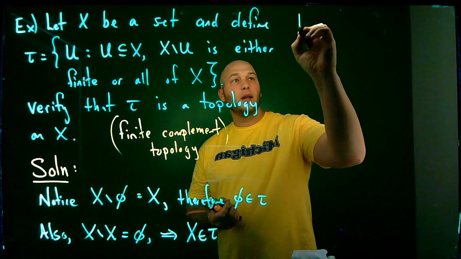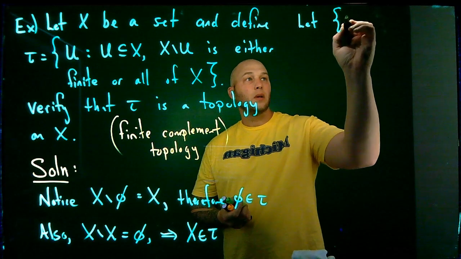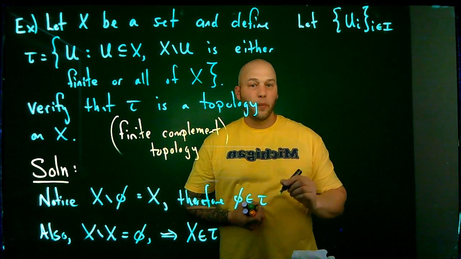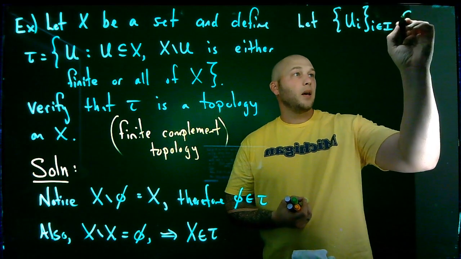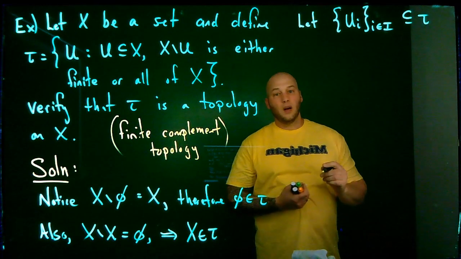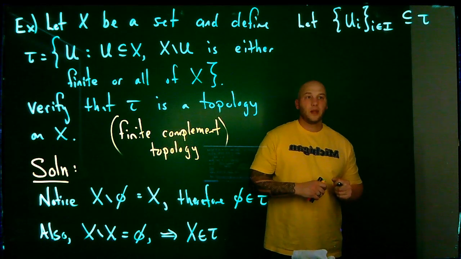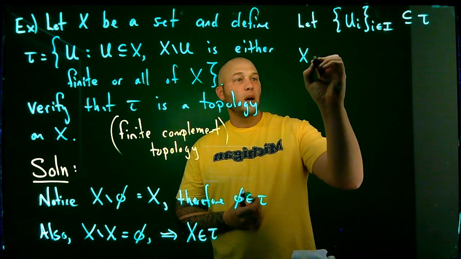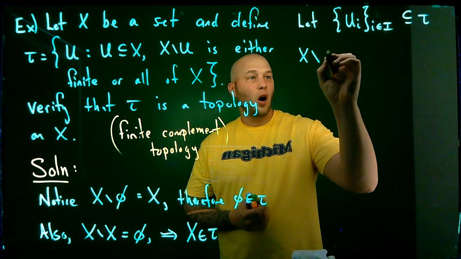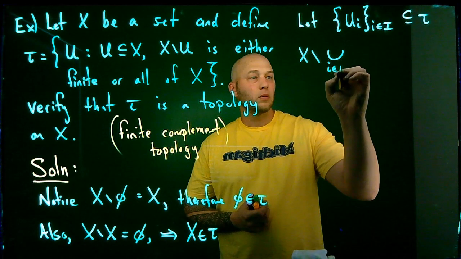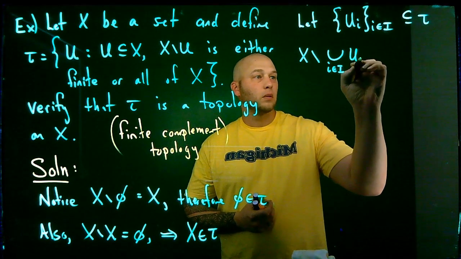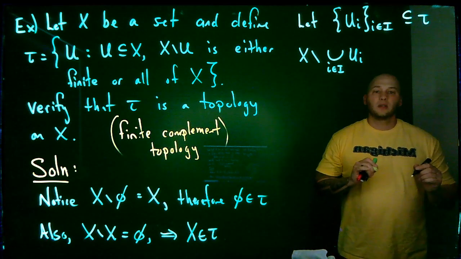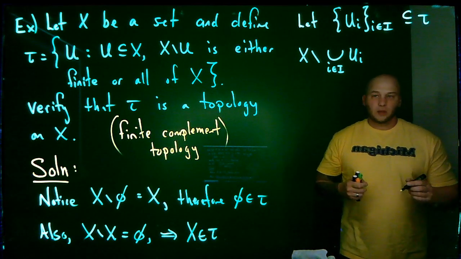So now let U_i, where i is ranging over some arbitrary index set, be a collection of subsets of X. In other words, that's a collection within tau. Now what I want to do is determine if X minus the arbitrary union of the U_i is either finite or all of X. Okay?